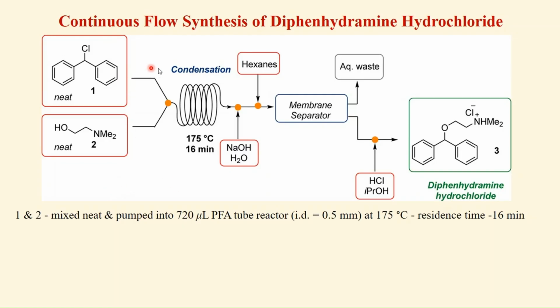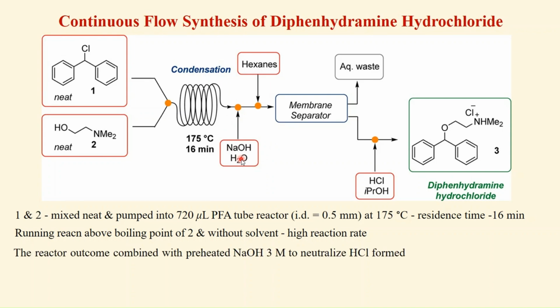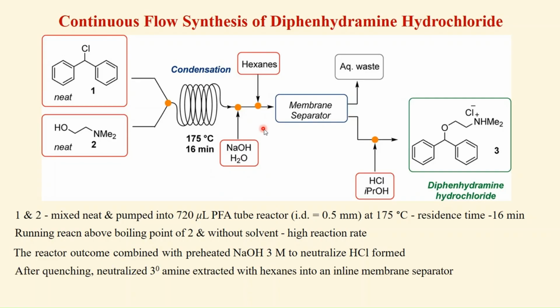Then, to neutralize this HCl, it is treated with 3 molar solution of sodium hydroxide in water, and the HCl is neutralized, which is mixed with hexane after quenching the reaction, and the diphenhydramine which is formed is extracted into the hexane which is added, and this is fed into the membrane separator which is in line with the continuous flow system.